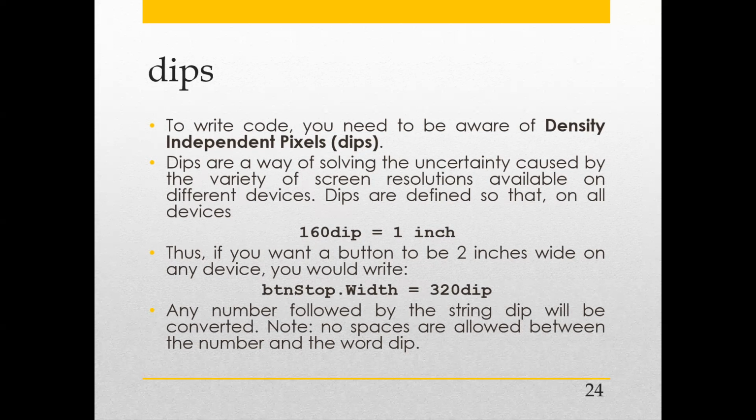Thus, if you want to add a button to be 2 inches wide on any device, you must do 160 multiplied by 2. Therefore, the button width will be equal to 320 dip. Any number followed by the string dip will be converted. Note, no spaces are allowed between the number and the word dip.